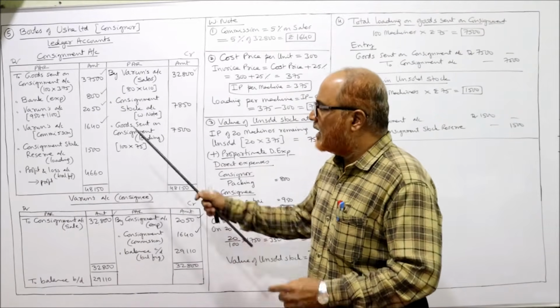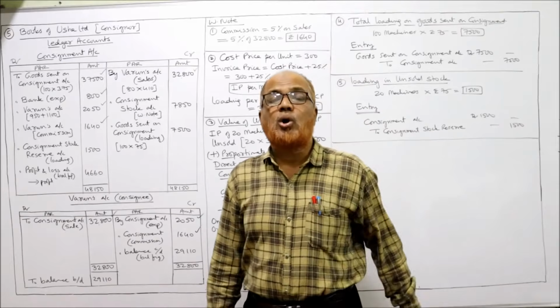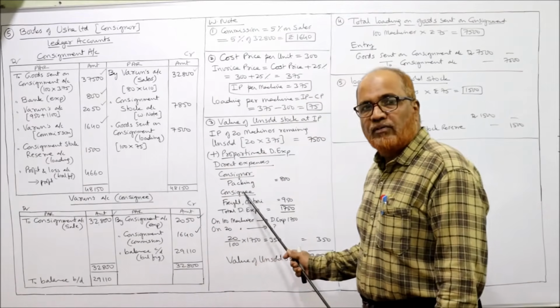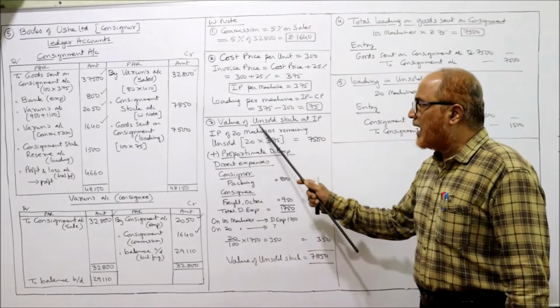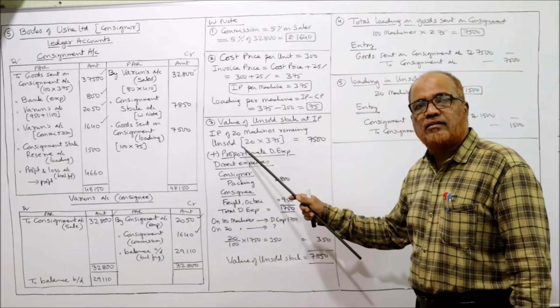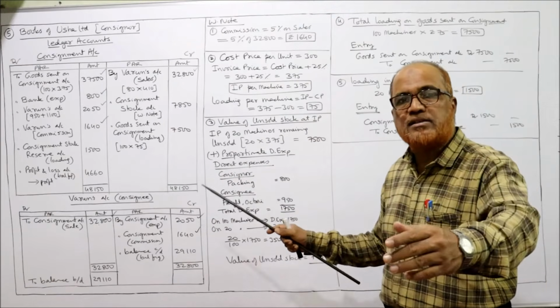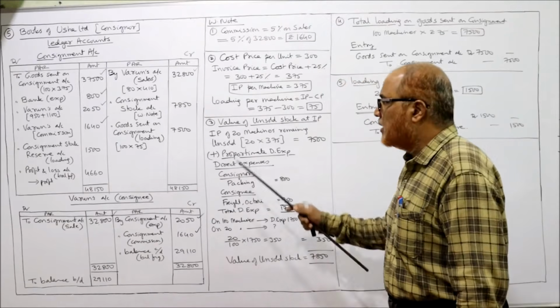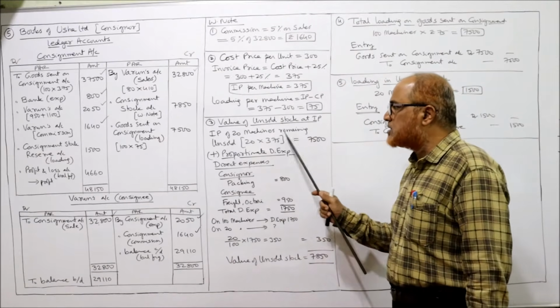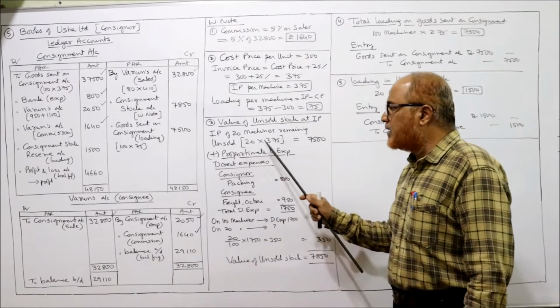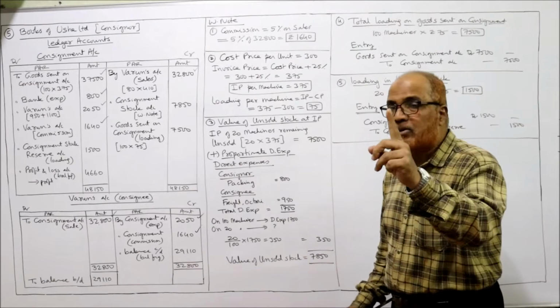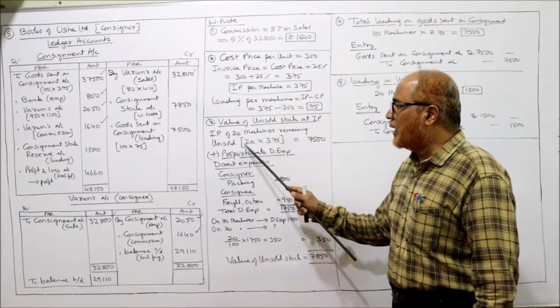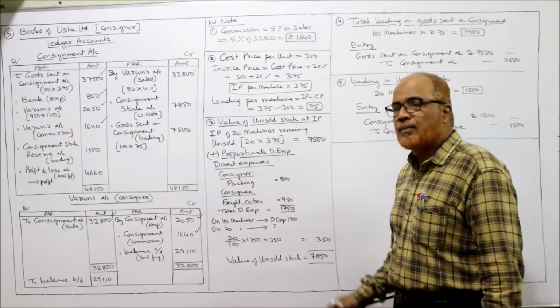After commission, the next entry will be stock on consignment. We have to find out the value of unsold stock at invoice price. Because goods are sent at invoice price, so closing stock should also be calculated at invoice price. So invoice price of 20 machines remaining unsold. So 20 into, what is the invoice price per machine? 375. So 20 into 375, 7,500.